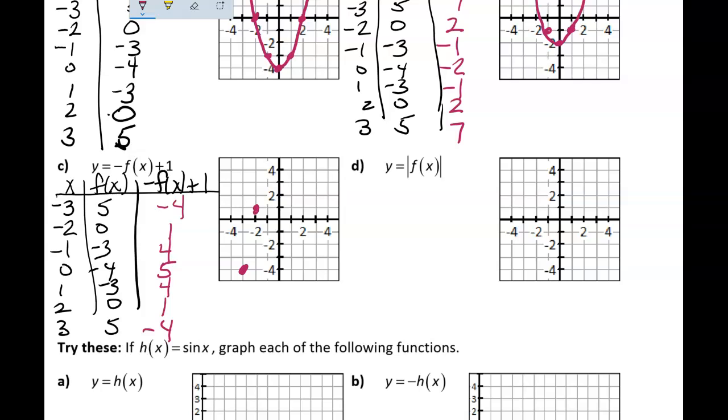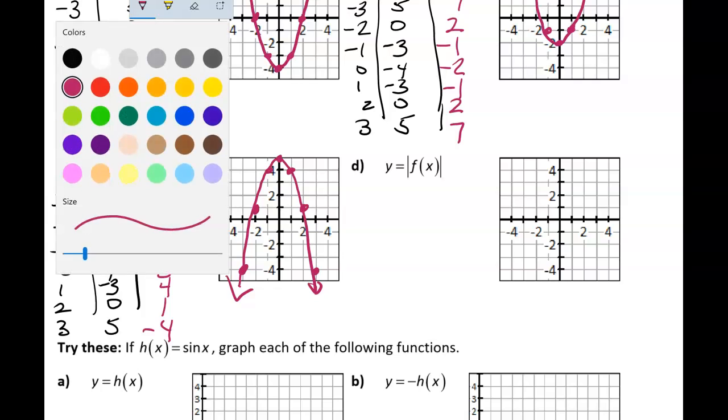-2, 1. -3, 4. 0, 5. 1, 4, 2, 1, and 3, -4. So now let's connect those, and you'll notice that this one had a shift up, and it also had a vertical flip in it.